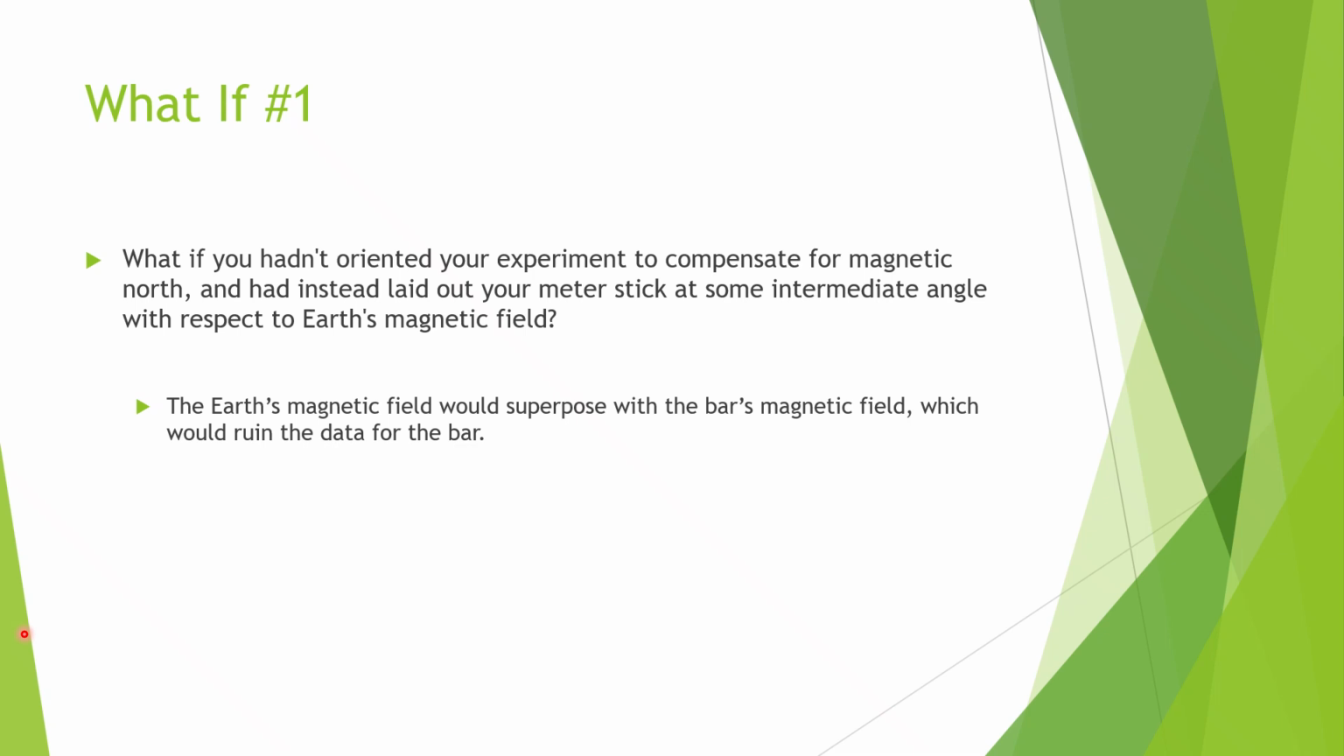What if number 1? What if you hadn't oriented your experiment to compensate for magnetic north and had instead laid out your meter stick at some intermediate angle with respect to the Earth's magnetic field? The Earth's magnetic field would superpose with the bar magnet's magnetic field, which would ruin the data for the bar.